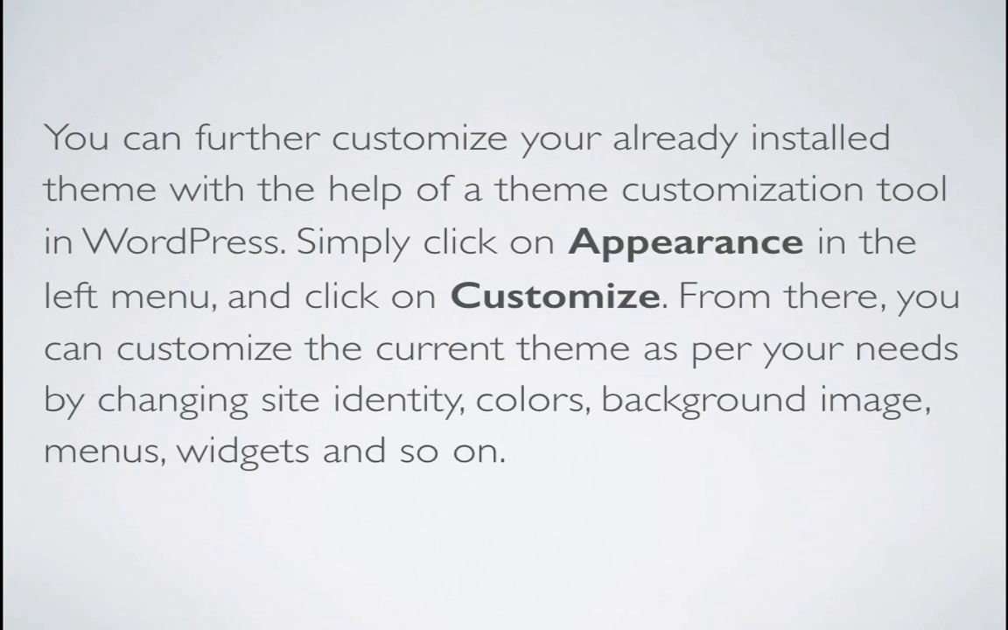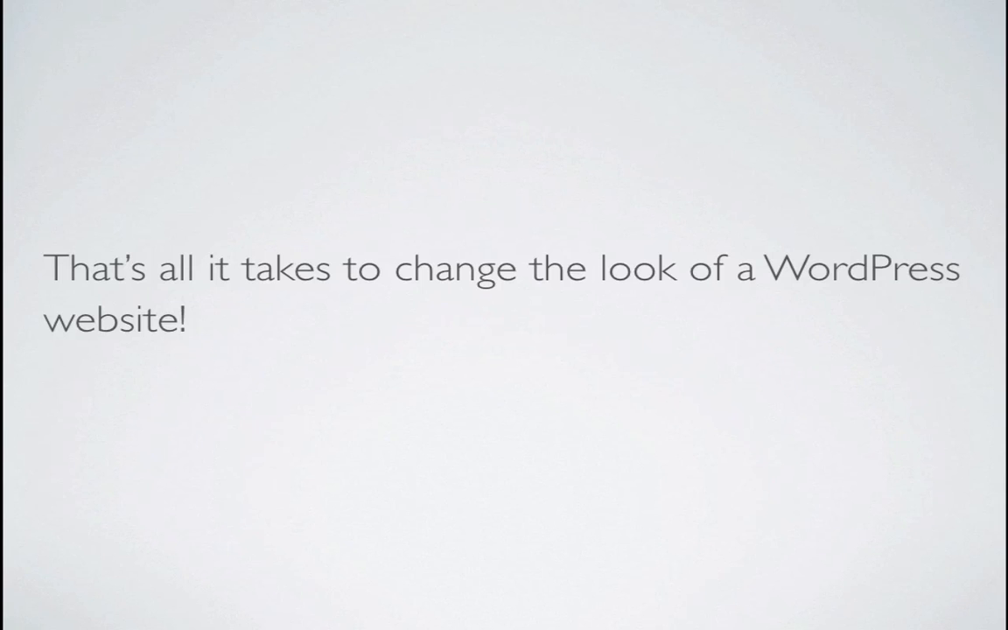You can further customize your already installed theme with the help of a theme customization tool in WordPress. Simply click on Appearance in the left menu and click on Customize. From there, you can customize the current theme as per your needs by changing site identity, colors, background image, menus, widgets, and so on. That's all it takes to change the look of a WordPress website.